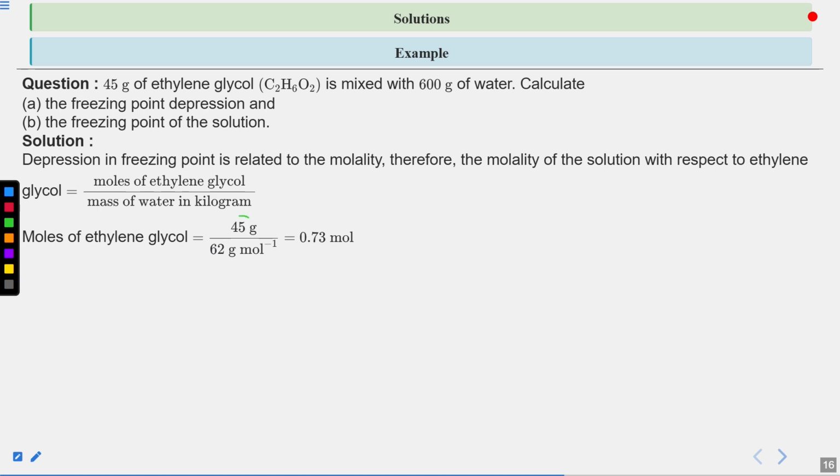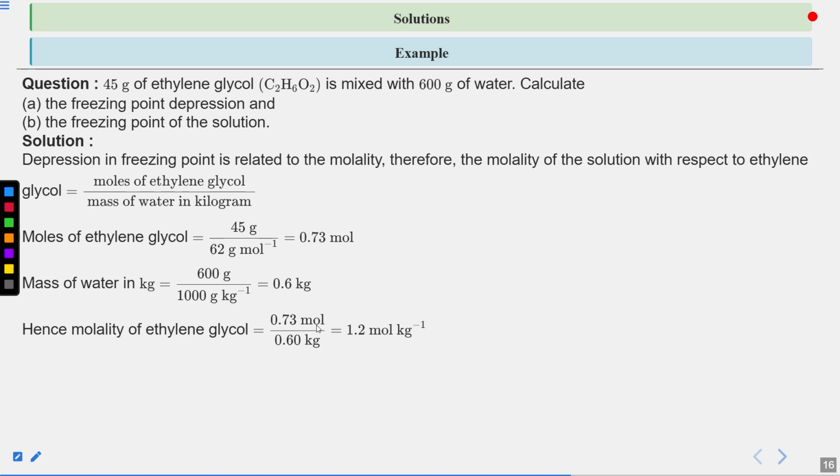Now first we need the moles of ethylene glycol. So given mass by molar mass, it will give you 0.73. Mass of water will be 600 by 1000, which will be 0.6 kg. Now molality can be calculated as 0.73 by 0.60, which is 1.2. Just put these values.